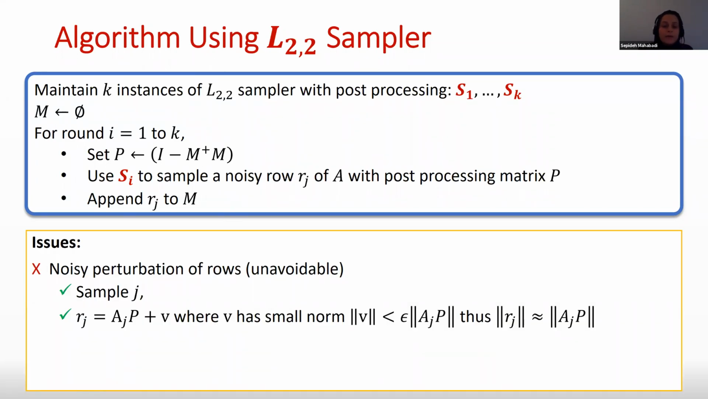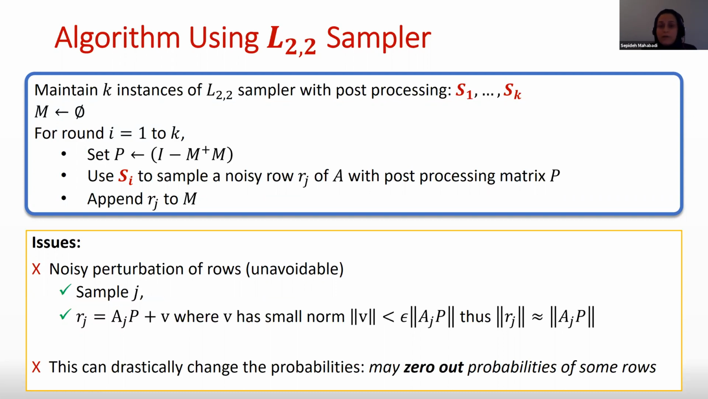Now, one issue is that, as we said before, we cannot return the actual rows. We are reporting some perturbation, some noisy variant of the rows, such that the norm of the noise itself is smaller than epsilon times the norm of the residual that we wanted to report. So we are roughly preserving the norms. However, the main issue here is that this noise is going to change the probabilities of sampling in the subsequent rounds. In particular, it could zero out some of the probabilities that shouldn't have been zero, and vice versa.